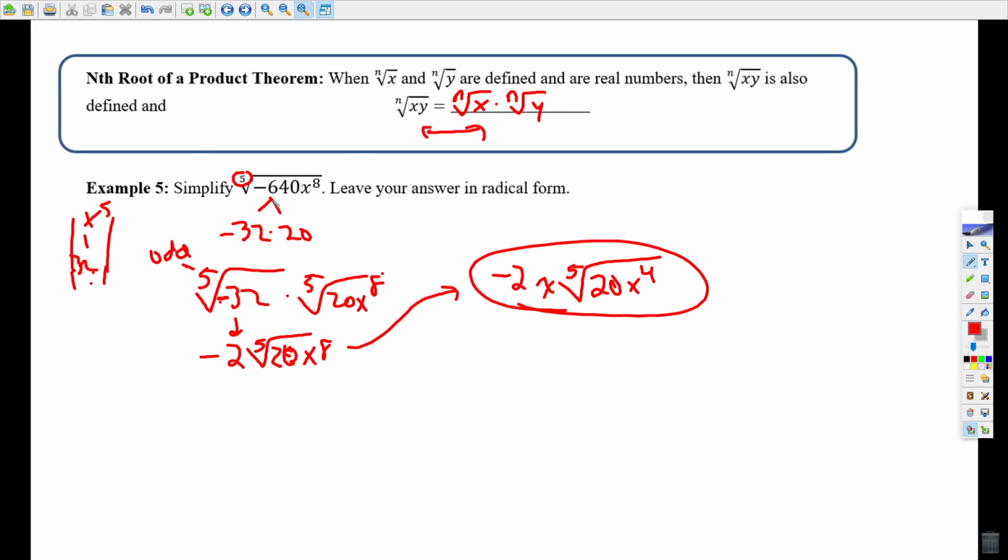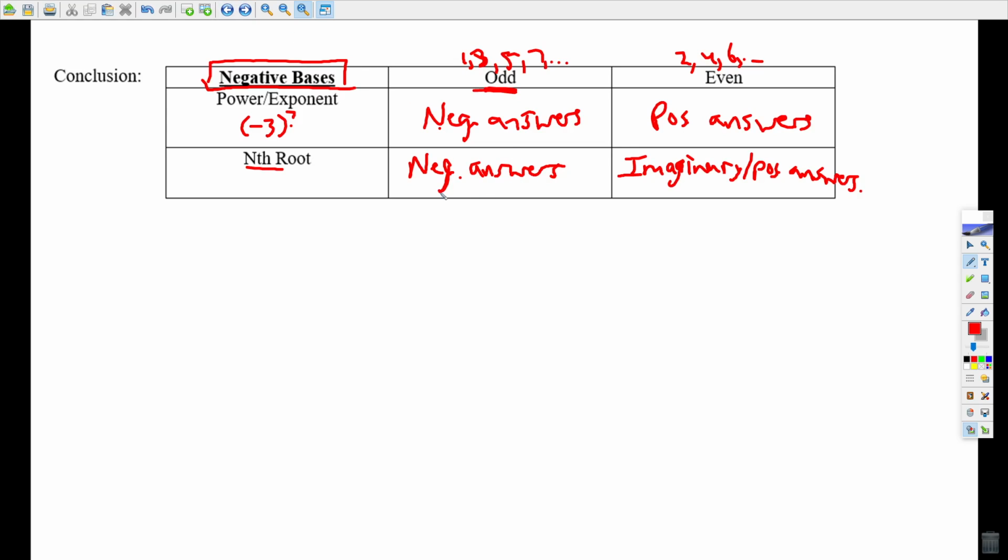So now we're going to watch when we have negatives inside here, whether we're going to get just a negative answer or you might get imaginary. It just depends, right? Those are the two options back here. With roots, you're going to get negative answers or imaginaries.